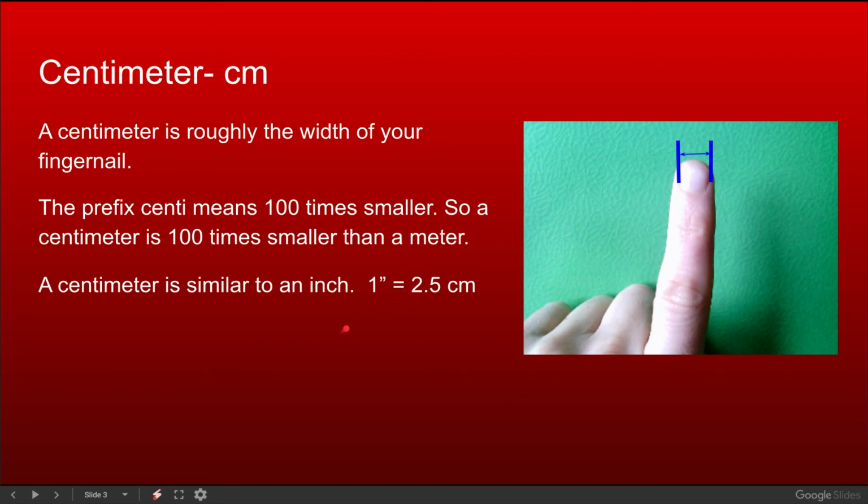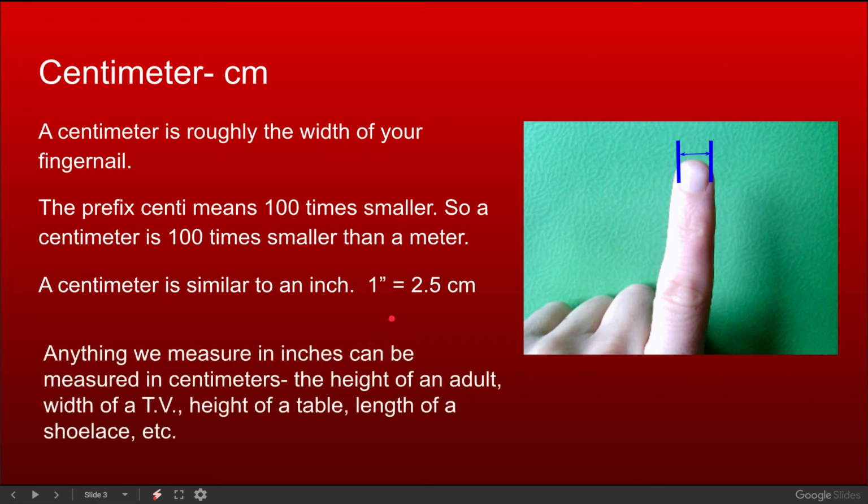And a centimeter is similar to an inch. 1 inch is equal to 2.5 centimeters. Anything that we measure in inches, we can measure in centimeters. So in countries that use the metric system, to measure the height of an adult, they use centimeters. The width of a TV, they'd measure in centimeters. Height of a table, length of a shoelace, anything that we'd use a small number of feet and inches for, they would measure in centimeters.